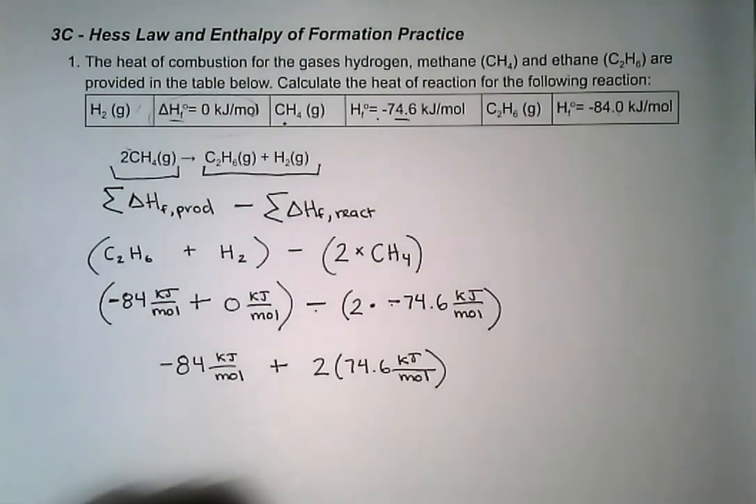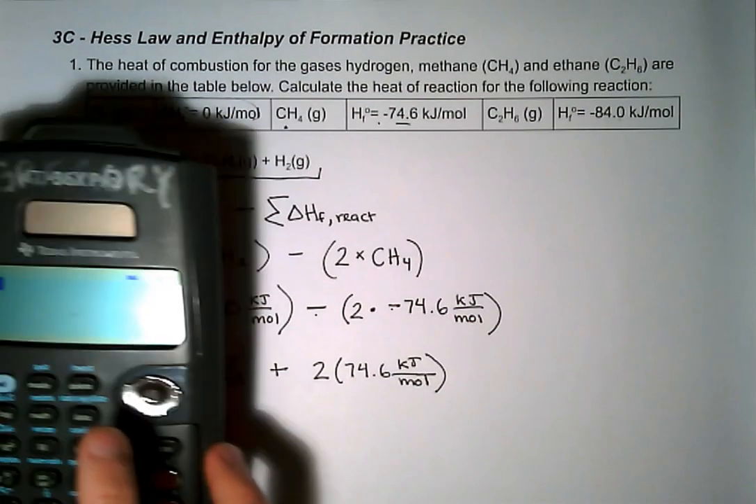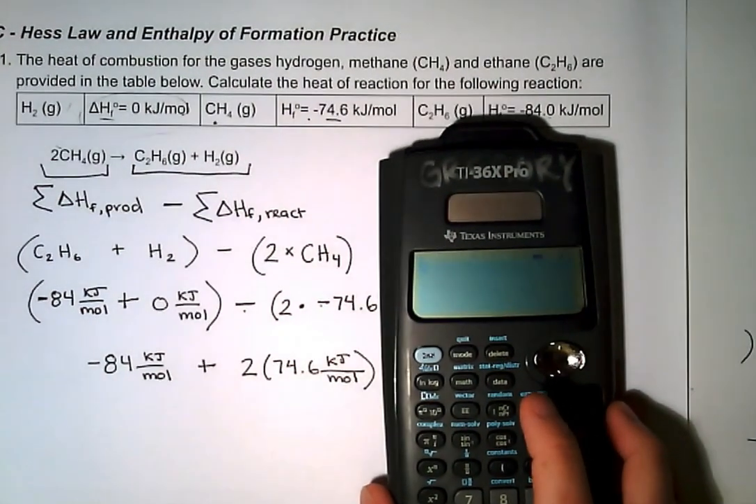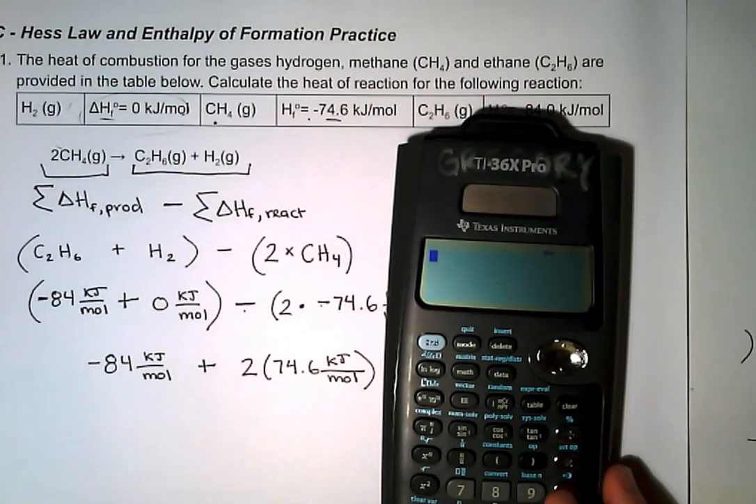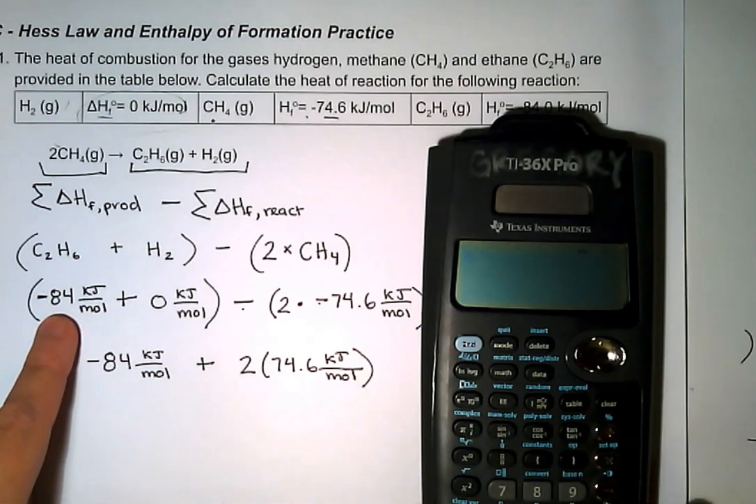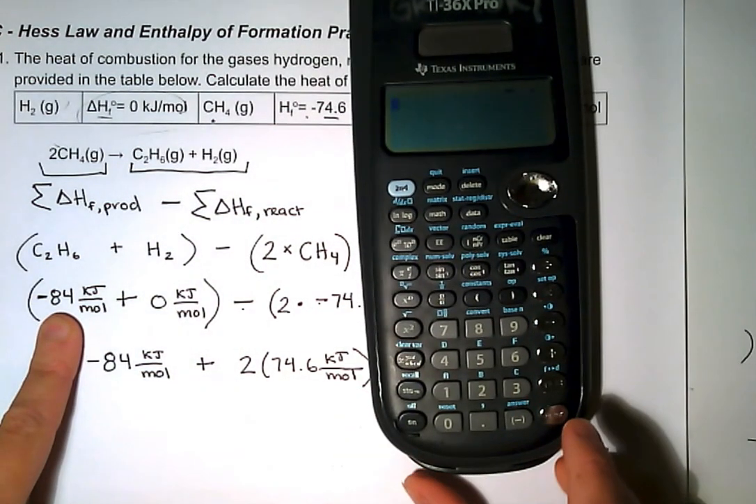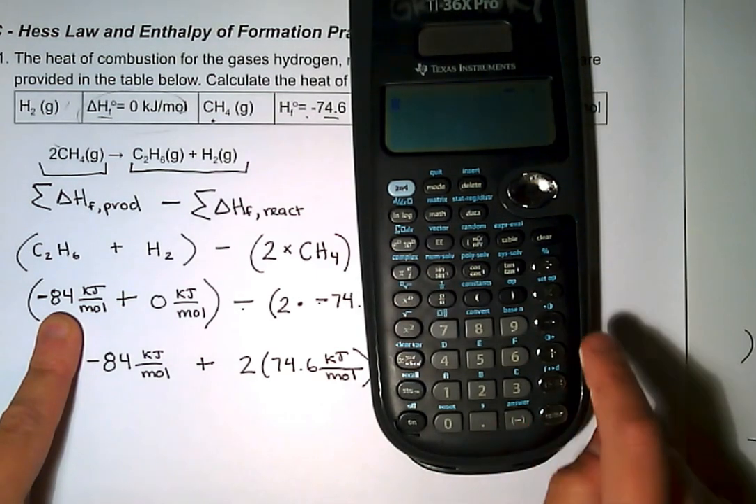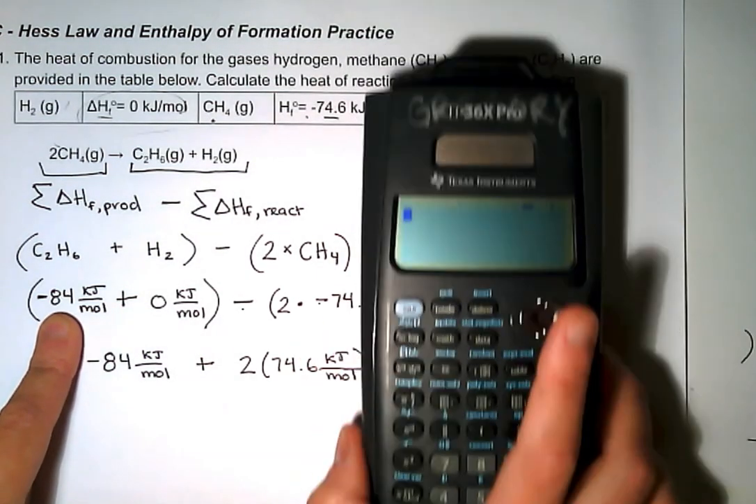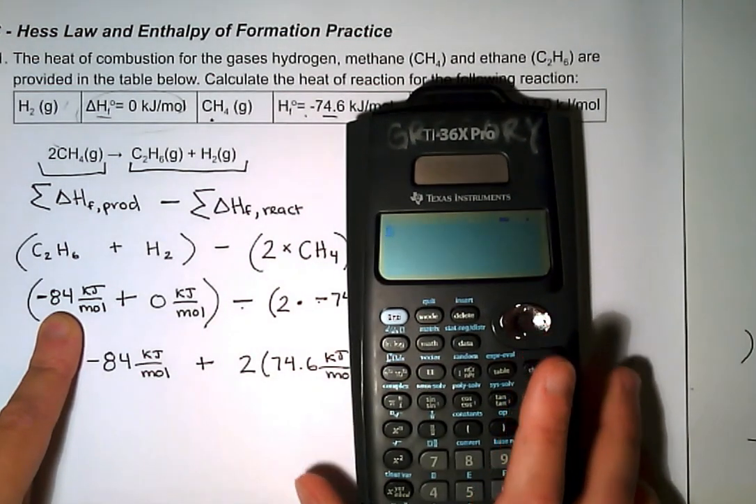Now I'm going to pull out my calculator. I'll put it over here so we can hopefully see, and move the paper over a little bit. I'm just going to type all this into my calculator. When I put a negative value in, I need to use this negative sign down here. The minus sign will not give me the correct answer, so make sure you're using the correct sign.